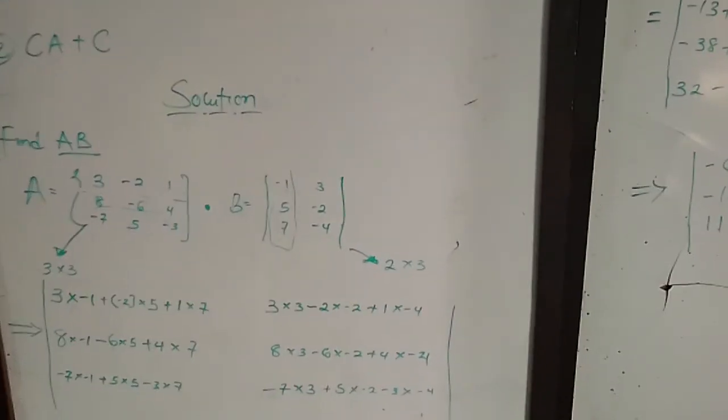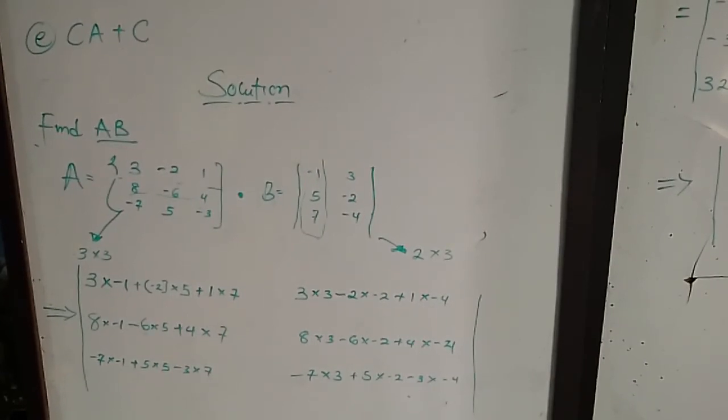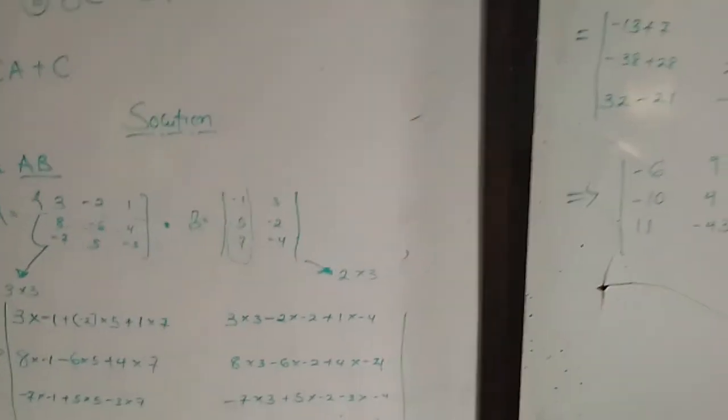If we are solving, we are going to say our first row in the A matrix, we multiply with our first column and second column in B. So that's how we are going to have 3 times minus 1, plus minus 2 times 5, plus 1 times 7. So we move up. The same thing.